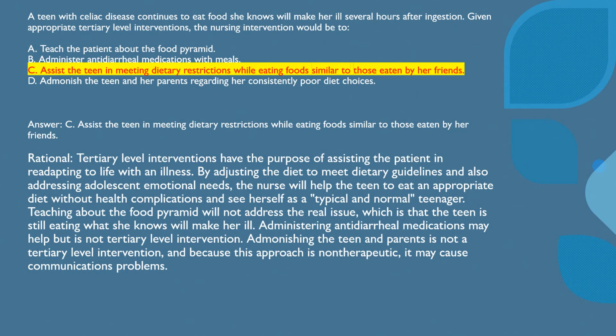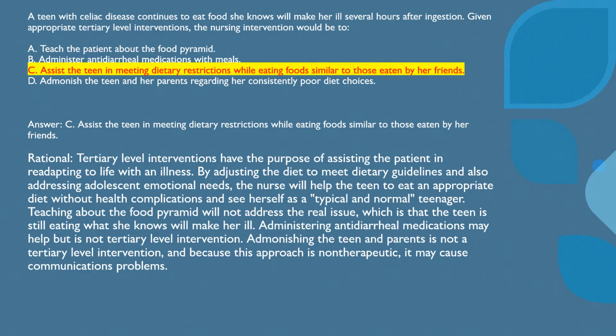Answer C. Assist the teen in meeting dietary restrictions while eating foods similar to those eaten by her friends. Rational: tertiary level interventions have the purpose of assisting the patient in readapting to life with an illness. By adjusting the diet to meet dietary guidelines and also addressing adolescent emotional needs, the nurse will help the teen to eat an appropriate diet without health complications and see herself as a typical, normal teenager.